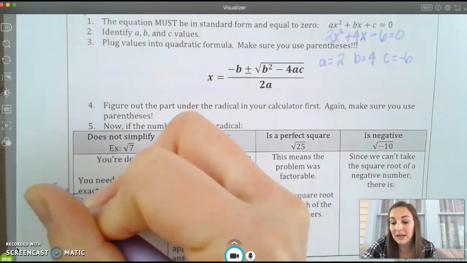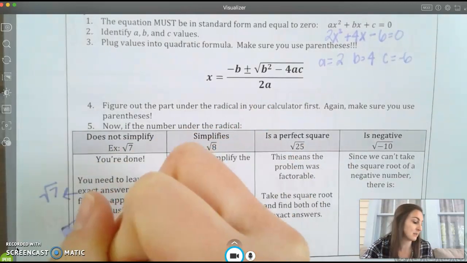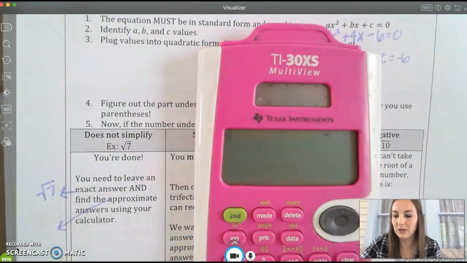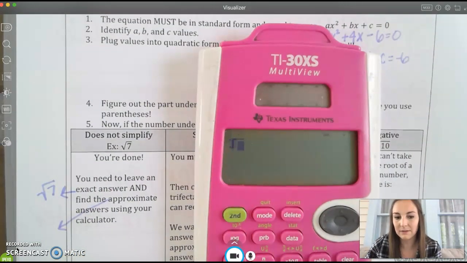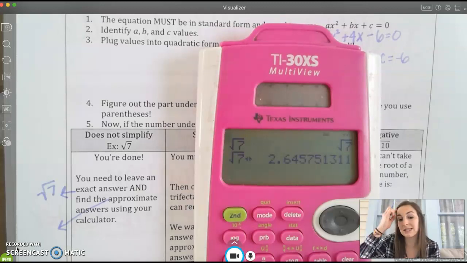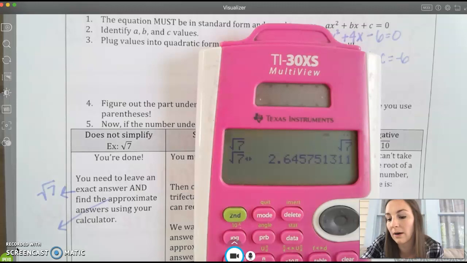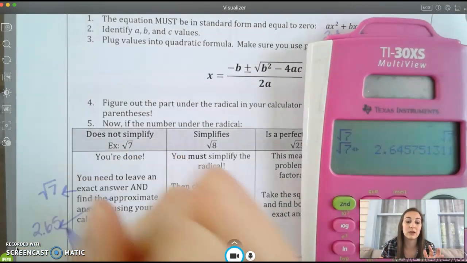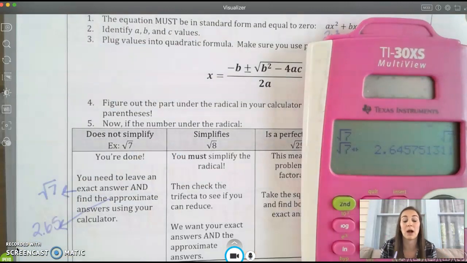The approximate answer is when we do a decimal. So in my calculator here, if I were to do the square root of 7, and then I hit that arrow button to make it into an approximate, we can say 2.65. So our approximate would be 2.65. So it's important to make sure we know the difference. Exact has the square root, approximate has decimal.